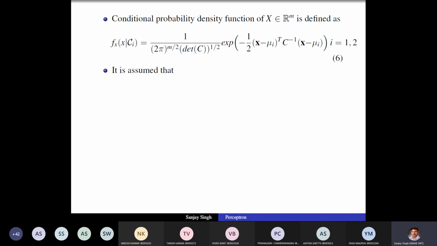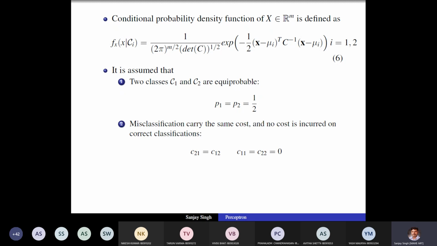Now it is assumed that P1 equals P2 equals 1 by 2, which means the two classes are equiprobable. That is the assumption you are making: there's no bias that these are more and these are less. Also, we are assuming that the costs of misclassification are the same. How much that is doesn't matter; we just say their misclassification costs are the same, whereas correct classifications cost is equal to 0, meaning no punishment for that. We have the information to design.